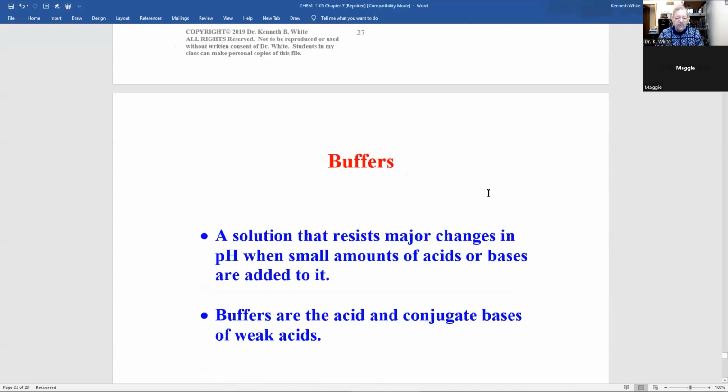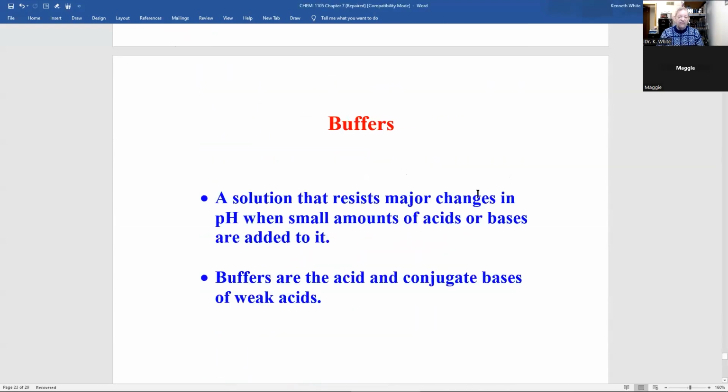All right, now in this chapter, there's one last thing I want to talk about, and that's buffers. There's something called a buffer solution. You should know this. A buffer solution is a solution that resists major changes in pH when a small amount of acid or base are added to it. This is what you should know.